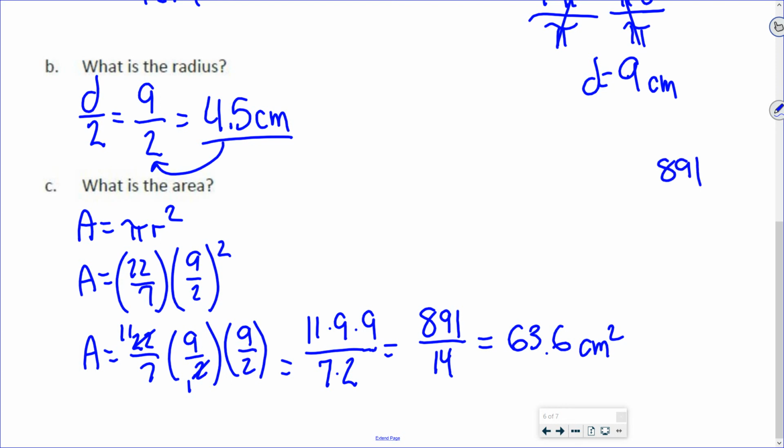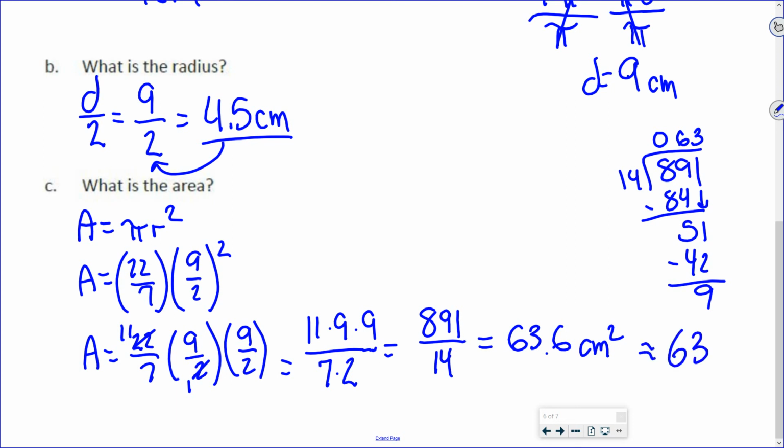Or if you want to do the work, 891 divided by 14, that's 0. 14 times 6, 14 times 6 is 84. I subtract, I get 5. Drop the 1. 14 goes into 51 3 times. That's 42. Minus, I get left with 9. So we could also say it is 63 9/14 centimeters squared. Okay?